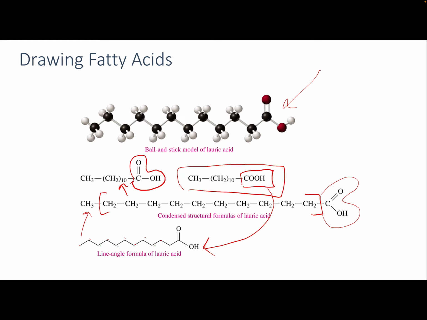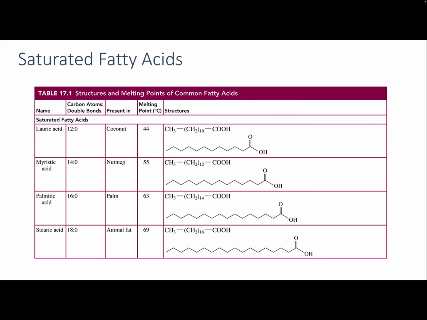This is lauric acid. Now, how do I know it's lauric acid? Because that's what it's named. When you have 12 carbons, it's lauric acid. Notice the notation here: 12:0, 14:0, 16:0, 18:0. The 0 here represents the number of double bonds. So since these have no double bonds, they are saturated. They have the maximum amount of hydrogens that they can have.